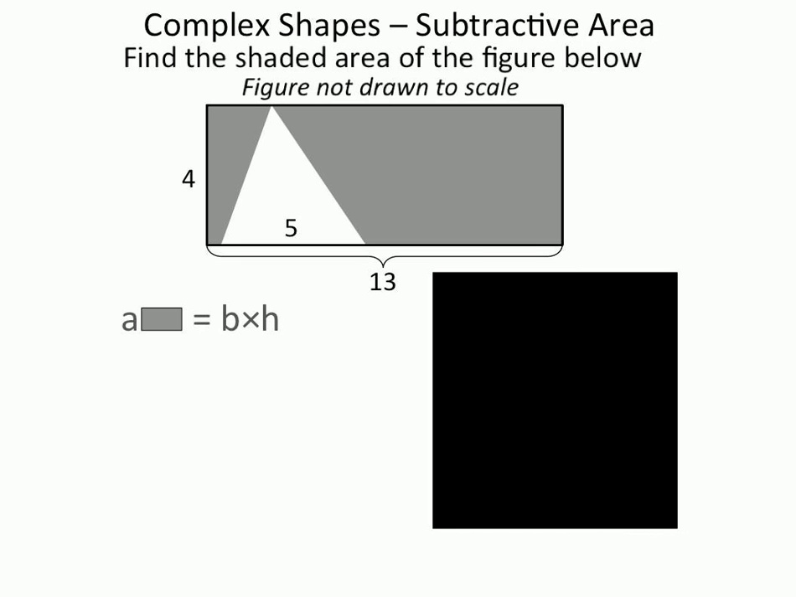The formula for the area of a parallelogram or a rectangle is base times height. Using substitution, I put in my values of 13 and 4, multiply those out, and I get a value of 52.